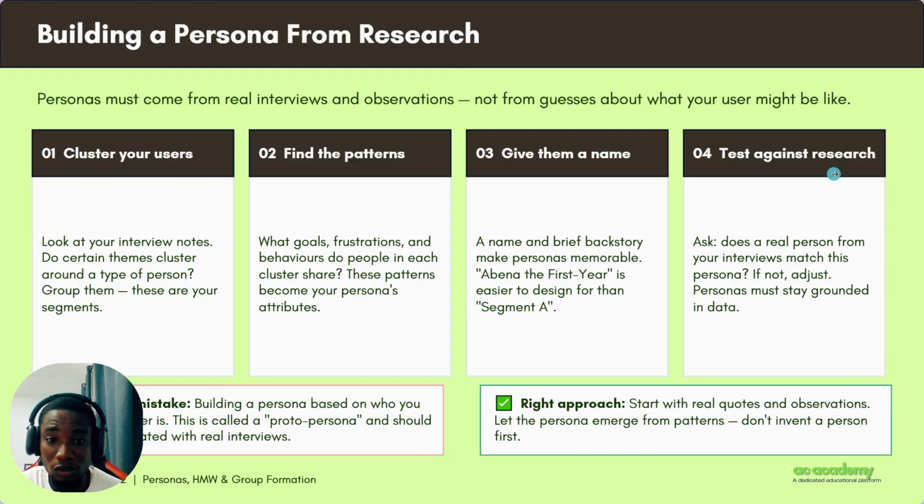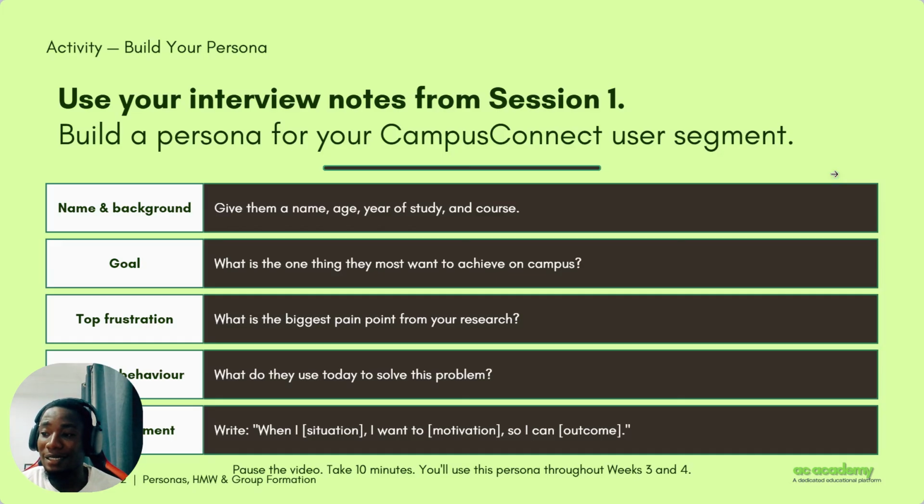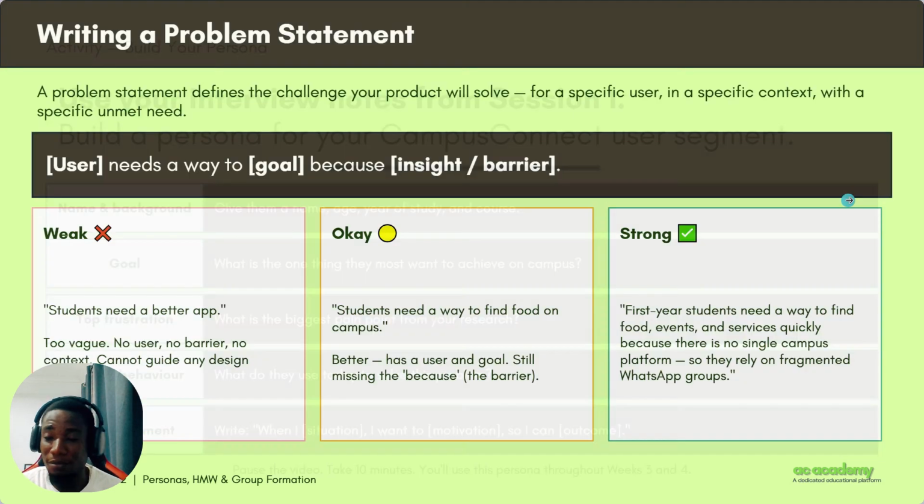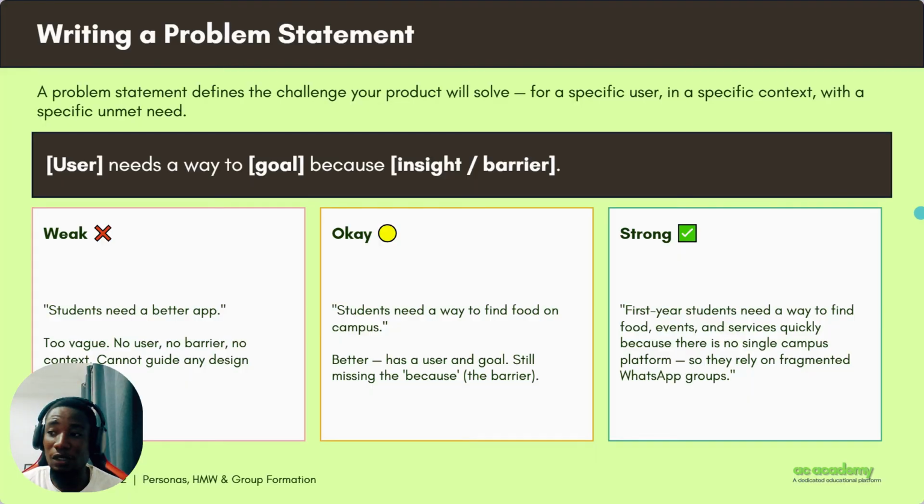Now it's your turn. You can pause the video and take a 10 minute recess, pull up your interview notes from session 1, and build a persona using these steps, the same approach we just went through. Ensure that you give them a name, a goal, a frustration, and write down their current behavior. Then hit play when you're done. So you have 10 minutes. Let's get to work.